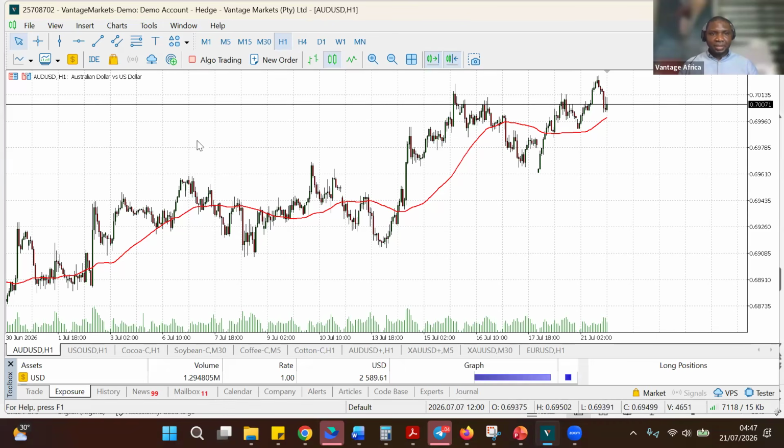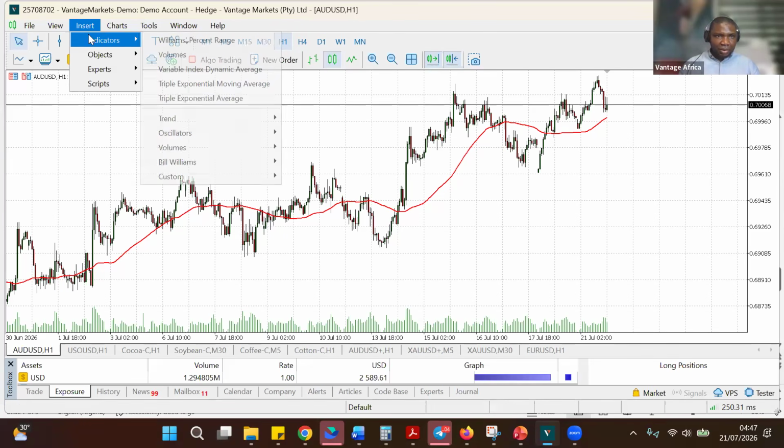Then the next one is the RSI. So let's insert the RSI. We'll come to Insert again, then Indicators. Now, this is something you can do on your phone as well. It can be done on your phone, and it can be done on the laptop. You can also do this on TradingView as well.